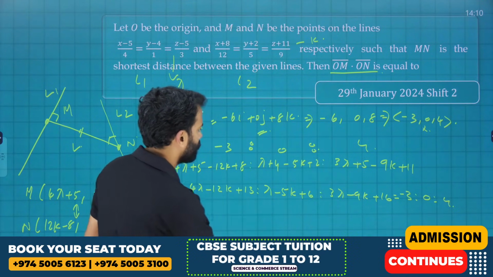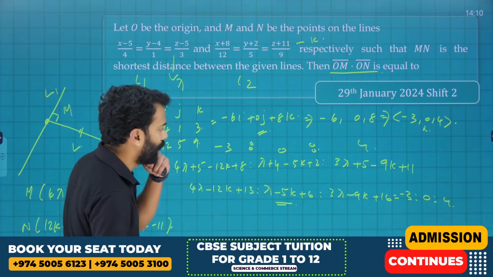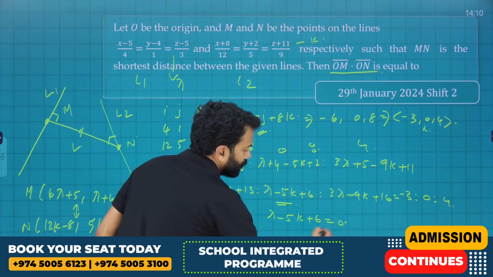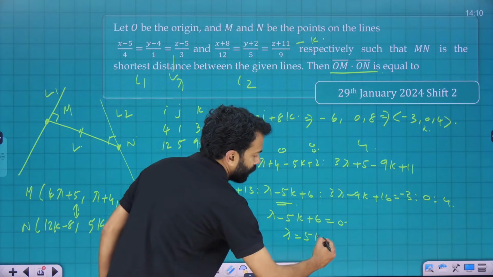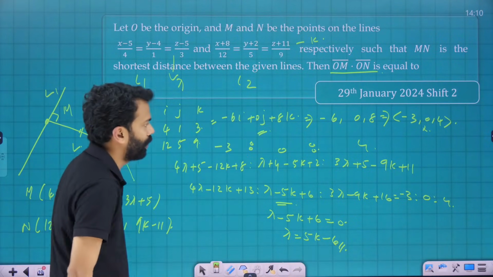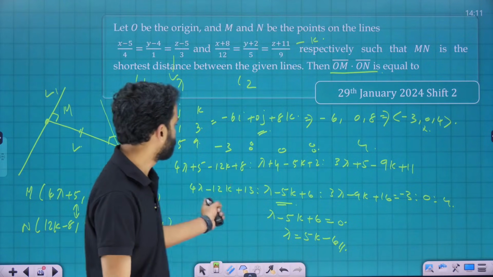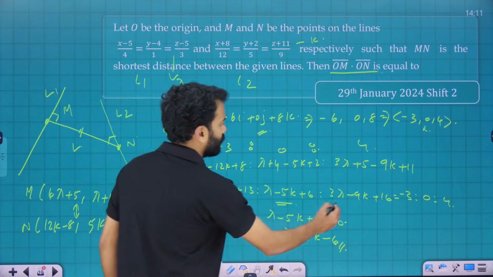I think this should be 0 then. That is lambda minus 5k plus 6 is equal to 0, that is lambda is equal to 5k minus 6. Now we got the value of lambda, and let's take the ratio of these two, this one and this one.